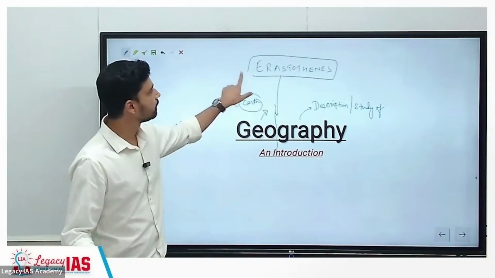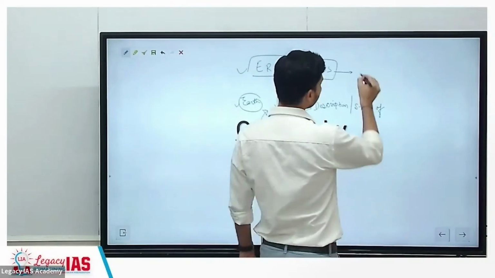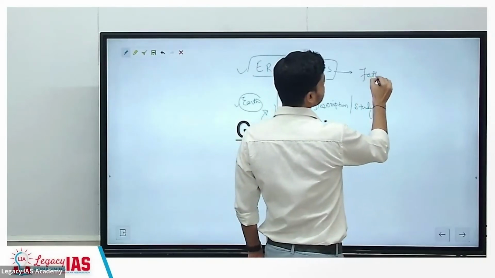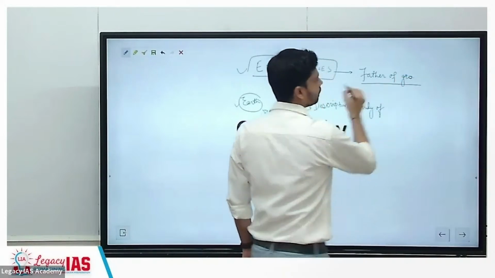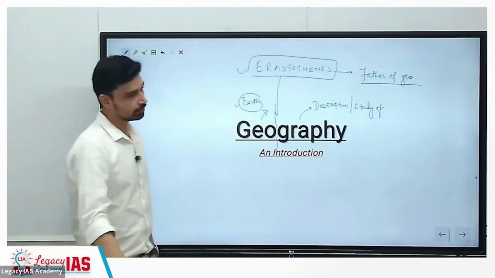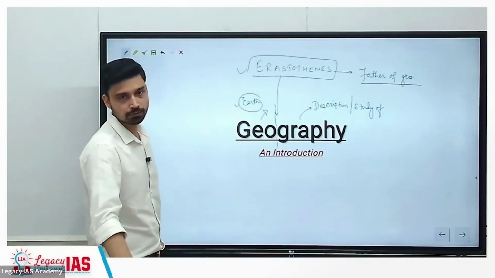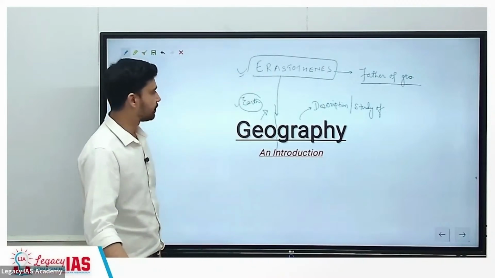This name is very important. Since he was the one who first came up with the term geography, and he began the studies, he is also referred to as the father of geography. In prelims, such kind of questions can be asked statement-wise. Who is considered the father of geography? So the correct answer will be Eratosthenes.